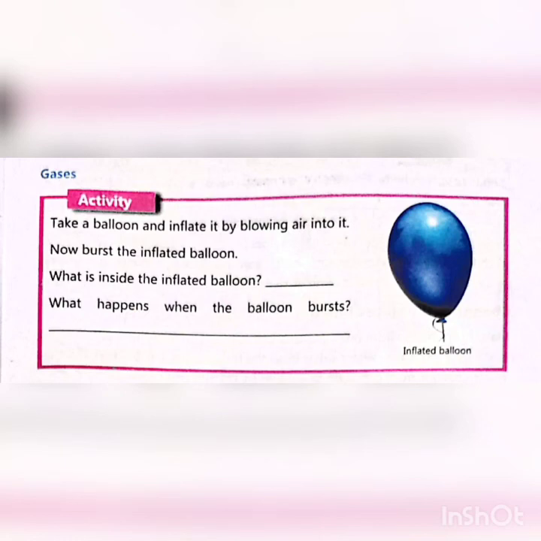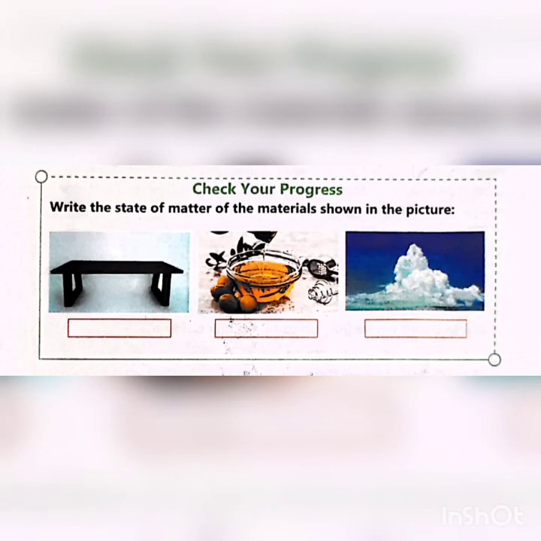All right, finally you can check your progress as well. On page number 23, you're going to write the state of matter of the materials shown in the picture.